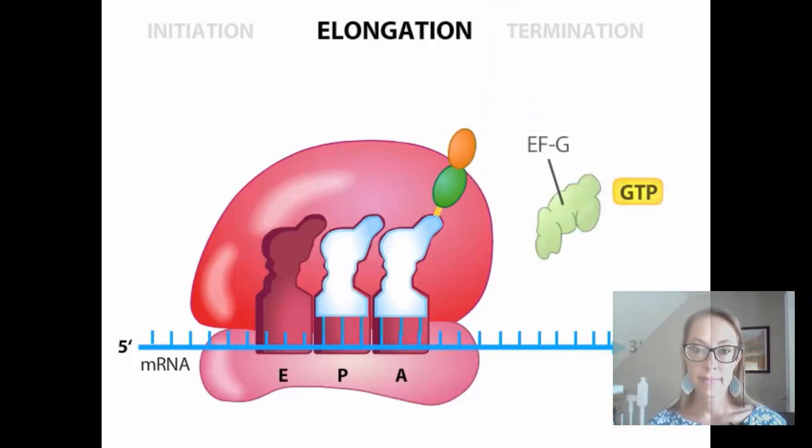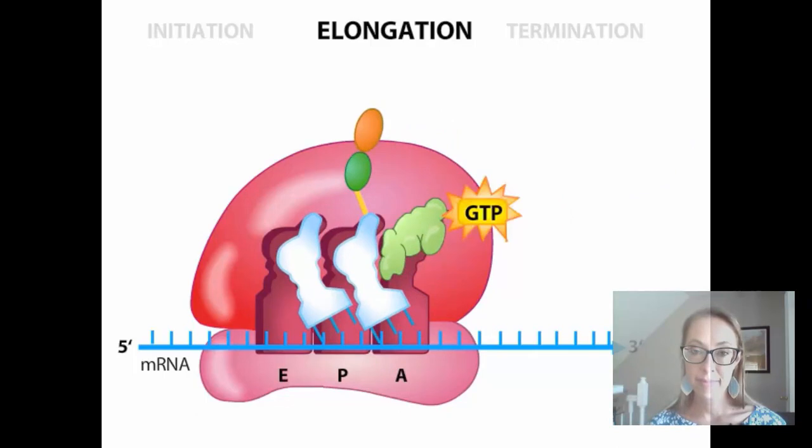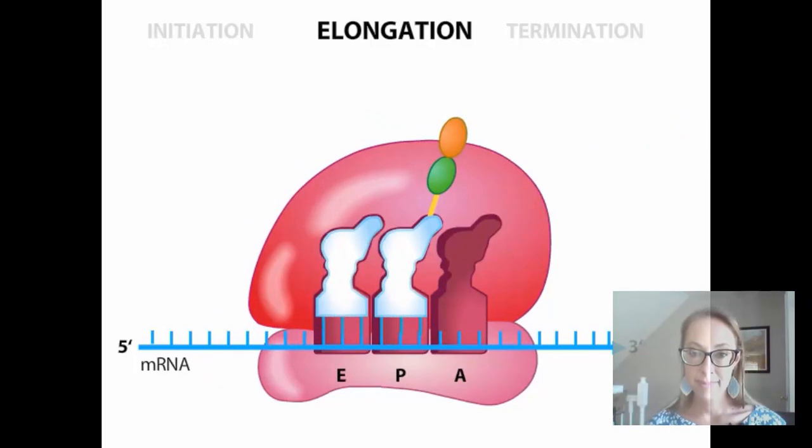An elongation factor called EFG, associated with GTP, binds to the ribosome. The GTP is hydrolyzed, providing the energy to ratchet the 50S and 30S subunits ahead 1 codon. This maneuver opens up the A site, and the uncharged tRNA slides into the E site.